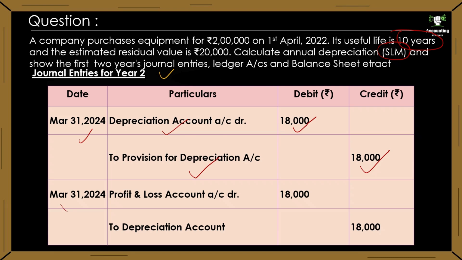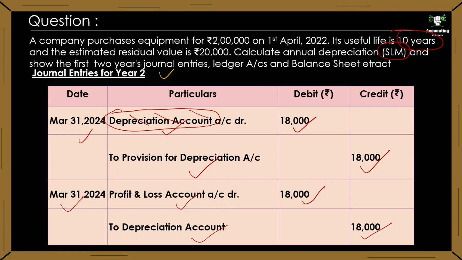Next, on the same date, March 31, 2024, depreciation has to be transferred to the profit and loss account. Here, in the original entry, we have debited the depreciation. Now, we are transferring it to the P&L account. So, it has to be credited to depreciation account 18,000 and it will be transferred to the P&L account 18,000.